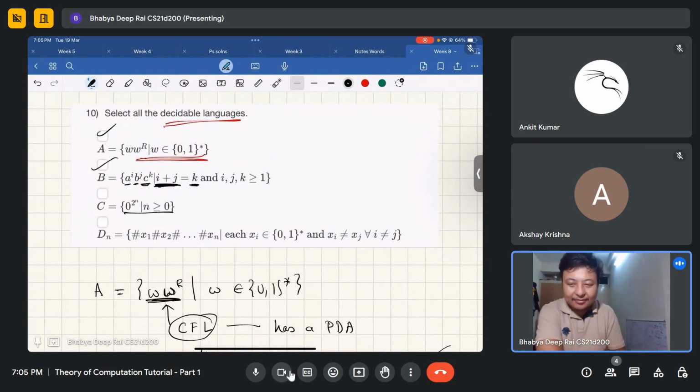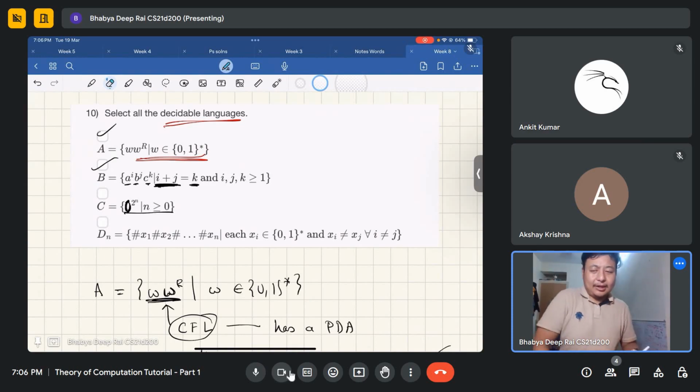Is this doable by an algorithm? Yes, it is again doable by an algorithm. I'll just keep counting the number of zeros I see in the input, maintain a counter, count plus plus and so on. And then at the end, what do I do? What does 2 power n look like? I just check whether it is a power of 2 by repeatedly dividing by 2. That is one way to do it. Otherwise, if you think in terms of a Turing machine, 2 to the power n in binary will always look like this. It is 1 followed by several zeros. So this is also decidable.